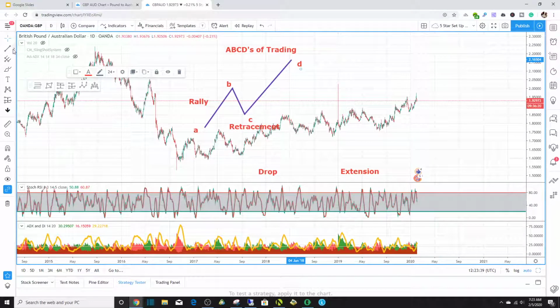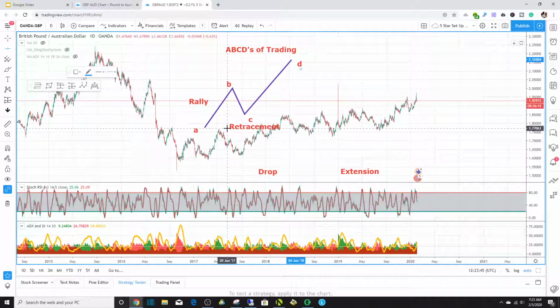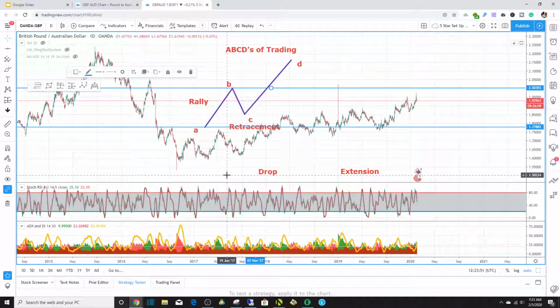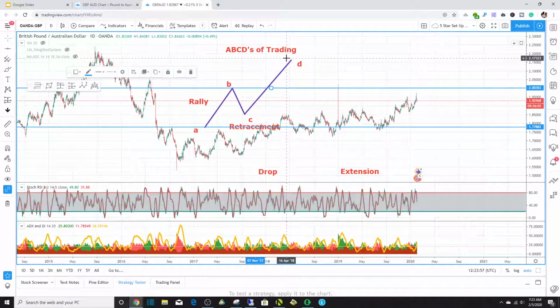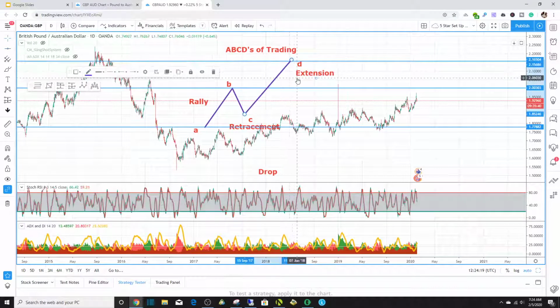Now, the way that you can tell that it's a newer high is that if we place two horizontal lines between the A and the B, you can look at that as support and resistance. As soon as it breaks the resistance, it's going to go to a new high. Once it breaks that and extends out to the D extension, the market will start to retrace and start the whole ABCD pattern all over again.